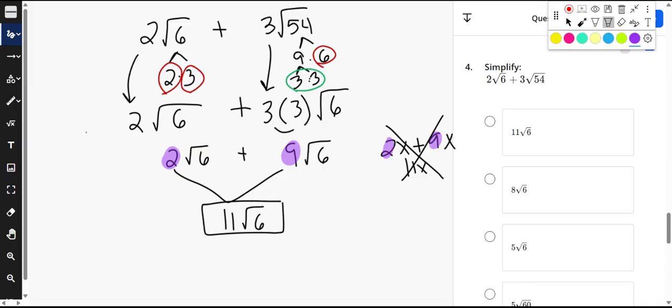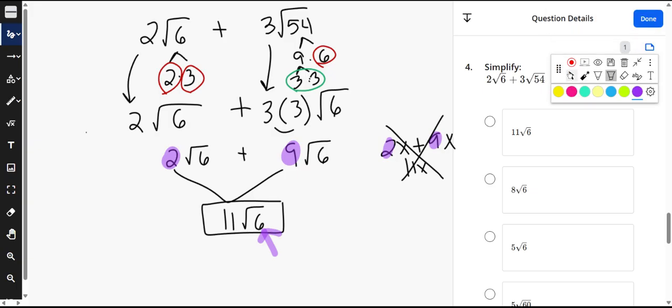It's almost like you're saying, how many of these square roots of 6 do I have? I have 2. How many square roots of 6 do I have over here? I have 9. How many do I have altogether? Well, 2 plus 9 is 11. What were we talking about? We were talking about the square root of 6.